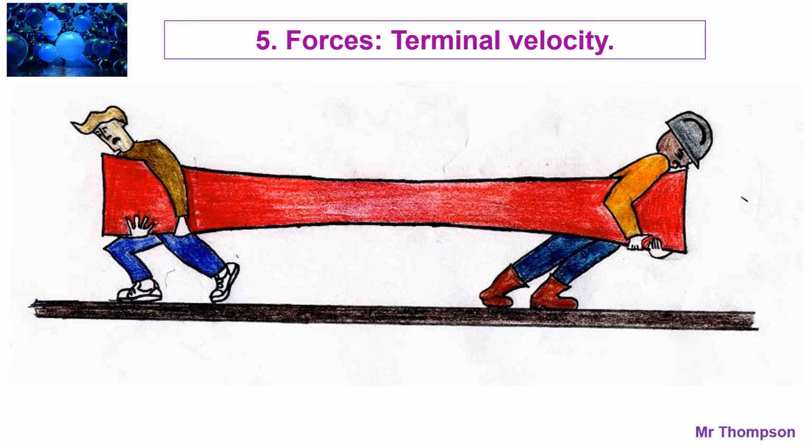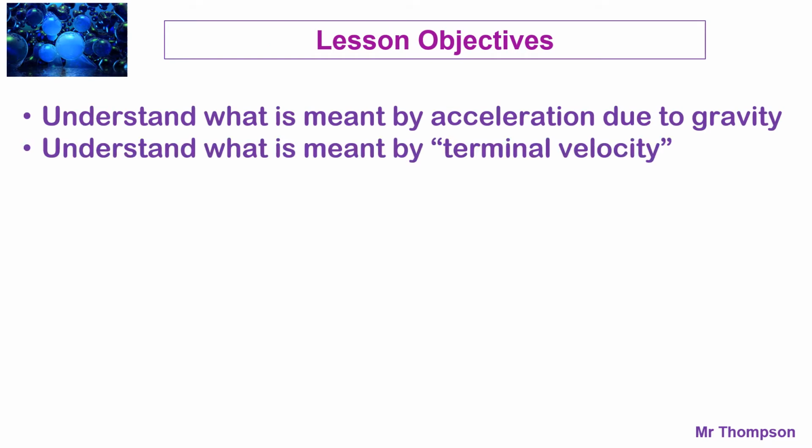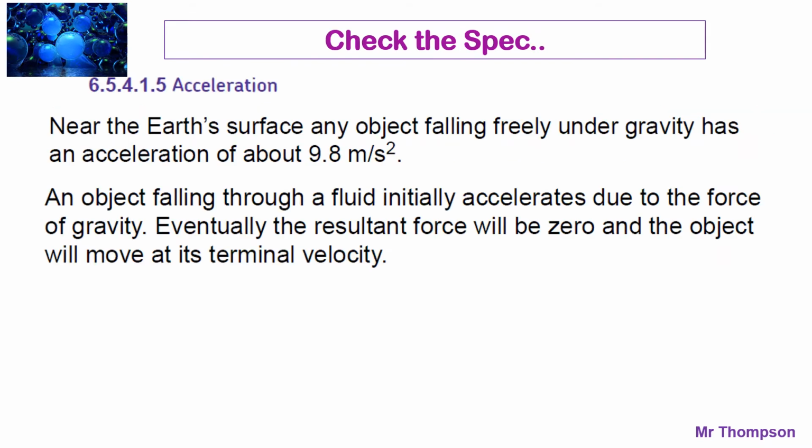Okay, this topic is called terminal velocity. The objectives are to understand what is meant by acceleration due to gravity and also what is meant by terminal velocity. So quickly check on the spec, talking about near the Earth's surface, an object falling freely under gravity has an acceleration of about 9.8 meters per second squared.